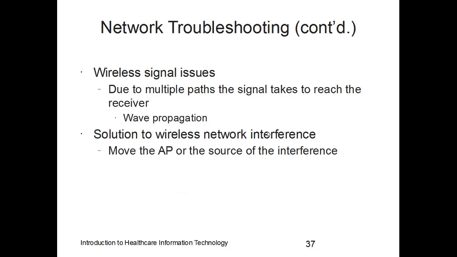When it comes to wireless signal issues, there may be an issue with the wireless signal reaching its target due to the multiple paths that the signal must take to reach the receiver. And this is based on wave propagation. A solution to a wireless network interference problem is you can either move the access point to a better location or move the source of the interference.